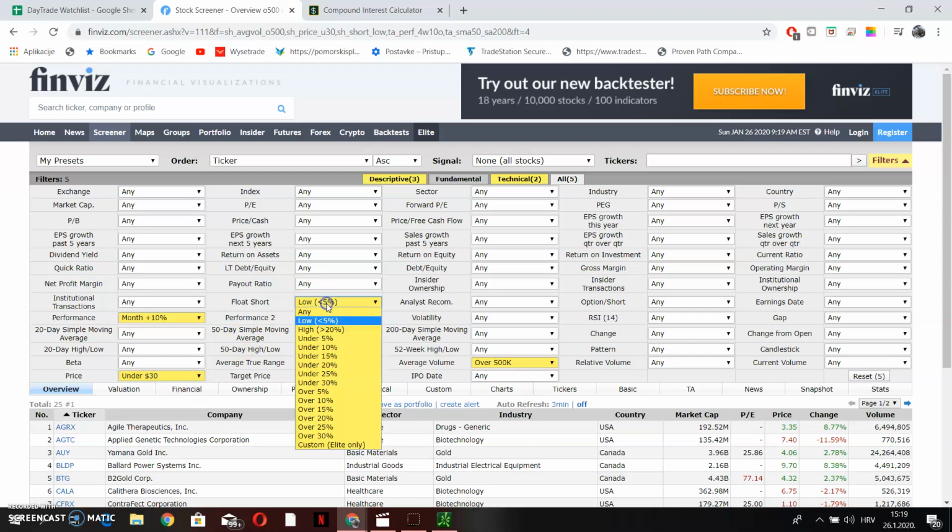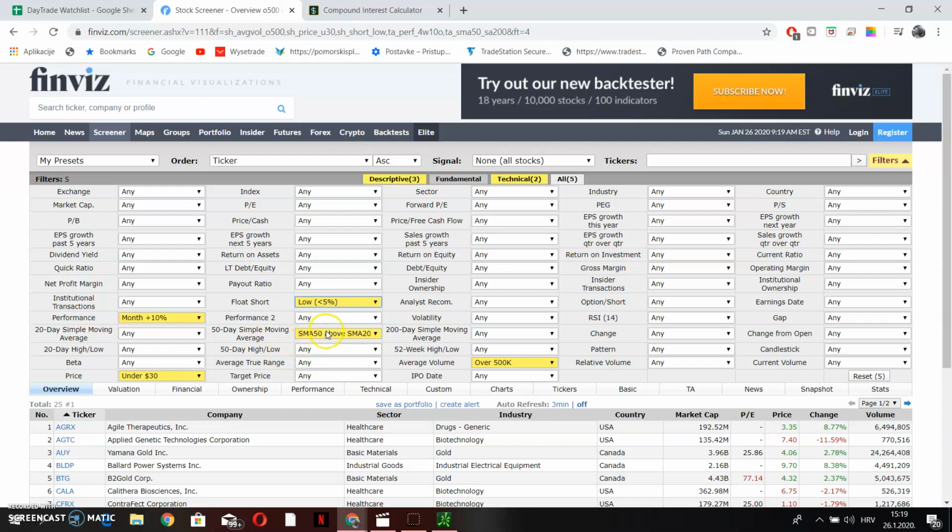Okay, float short has to be low because it tells us the amount of short selling transactions of a given stock, which is pretty logical. The more short selling transactions, the bigger the decrease of price is going to be.